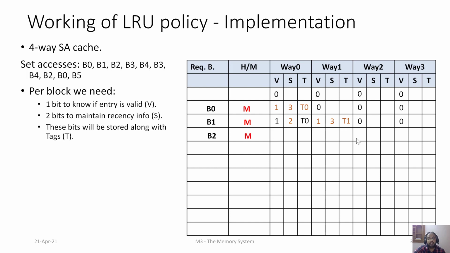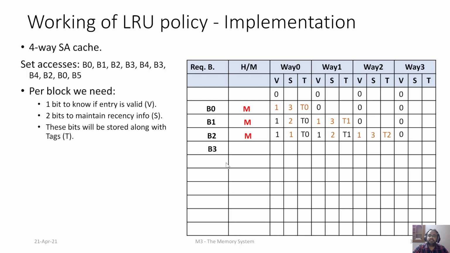The cache controller will look for some empty space now, because two valid bits are still 0. It means that there are two empty spaces in this set, so we don't need to go for the replacement policy here. We have the empty space, so it will place B2 in way 2. So way 2's valid bit is set to 1, and T2 is the tag bits of B2. Way 2's status bit will be set to 3. Then whatever is there in way 1 will be decremented by 1, so it becomes 2, and whatever is there in way 0 becomes 1, and way 3 will continue to have valid bit 0.